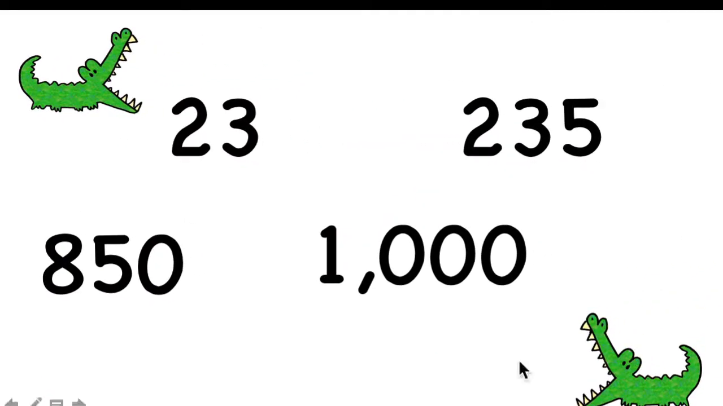Now, what if the numbers are like this? 23 and 235. 23 has only 2 digits, while 235 has 3 digits. The number that has more digits is always the greater number. So, this number has only 2 digits, 1, 2. This number has 3 digits, 1, 2, 3. The number with more digits is greater. The Pac-Man will eat the greater number. This is greater. This is less.